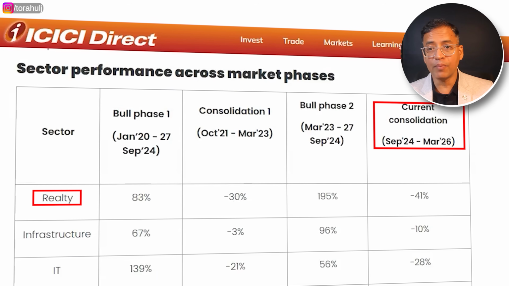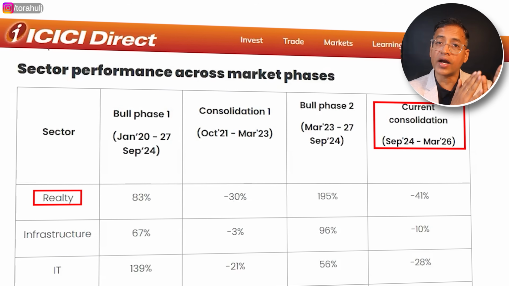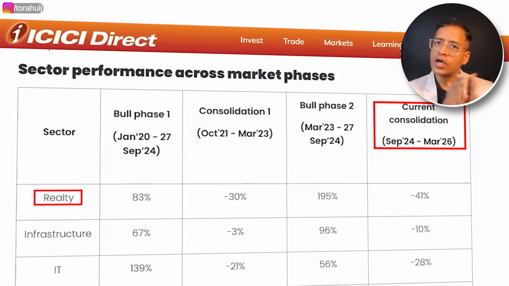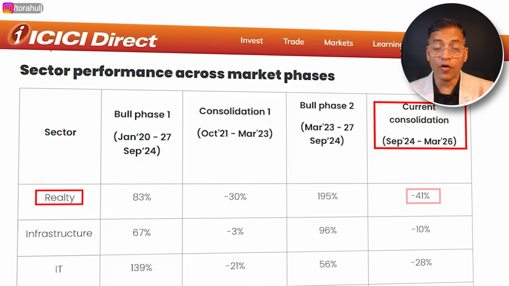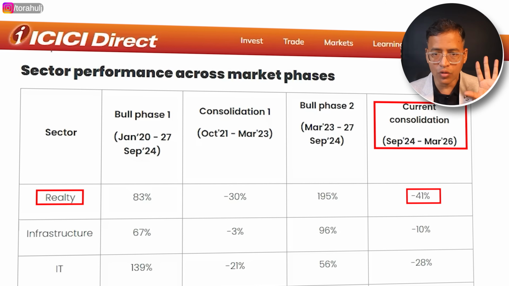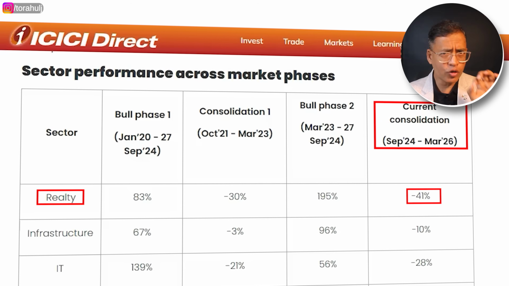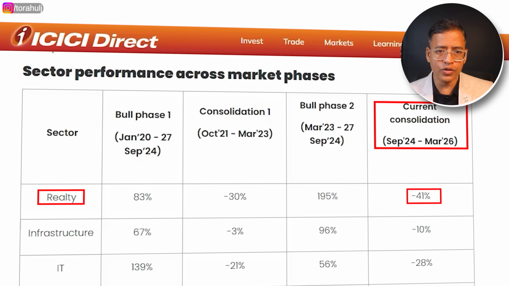Okay, from September 2024, since when the market started to correct, we are looking at almost 18 months of period here. Realty sector, Nifty Realty, is down by almost 41%. In my view, this is a good opportunity, a good pocket. I'm going to show you some data points, but let me quickly go through these sectors.